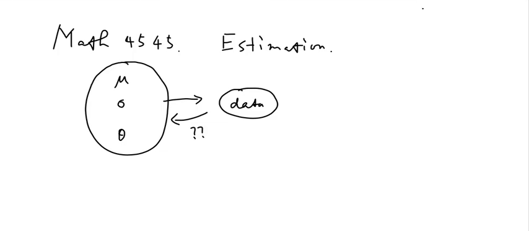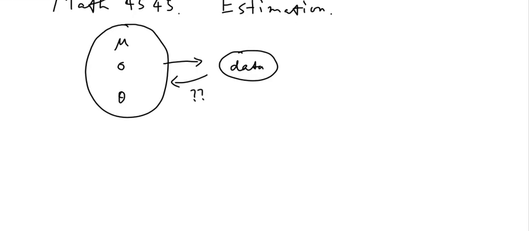We discussed this for the population average, mu. We use the sample average, x bar, to estimate mu. But this is common sense: to estimate the population average, we use the sample average. Let's consider the general situation. We have a population's unknown parameter theta. How can we estimate this parameter theta from data?